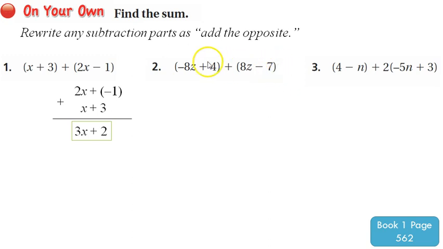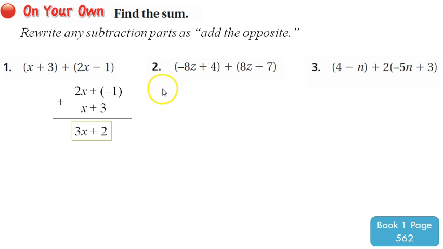Even at this time, I noticed something special. I noticed a negative 8z along with a positive 8z. These are opposites, and will probably cancel each other out. The final problem will then just be a 4 plus a minus 7. But let's follow the rules step by step.